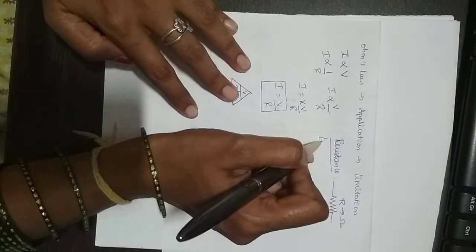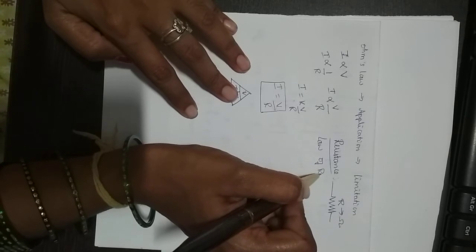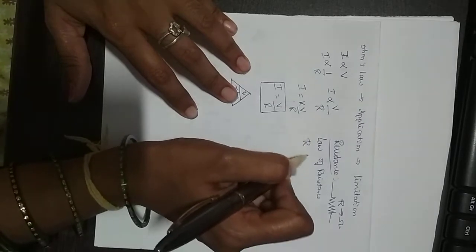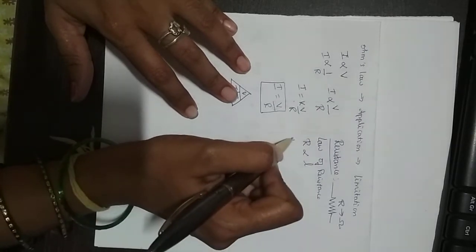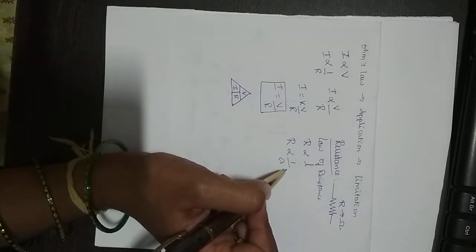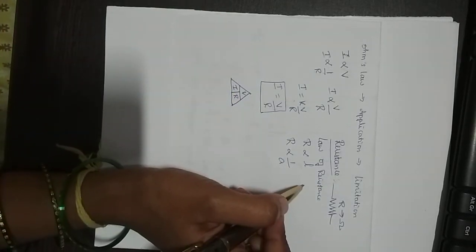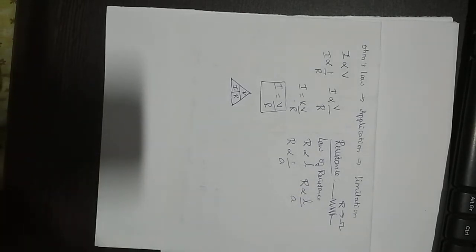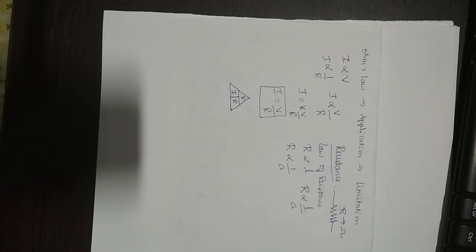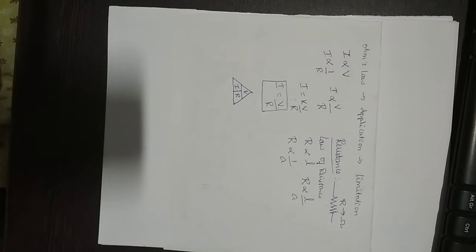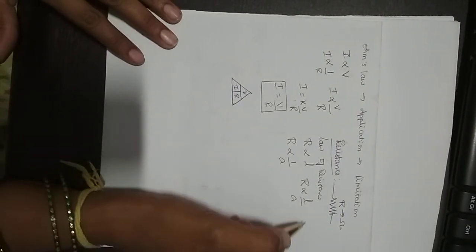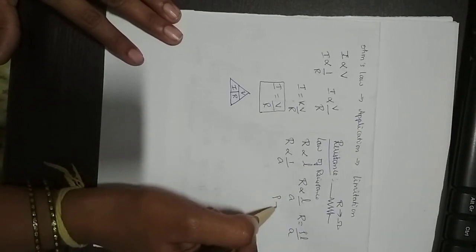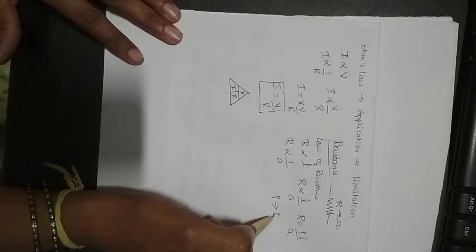Next, law of resistance. So law of resistance states that resistance is directly proportional to length of the conductor and inversely proportional to area of the cross section of the conductor. R proportional to L by A. When proportionality sign removed, R is equal to rho L by A. So where rho is the specific resistance.